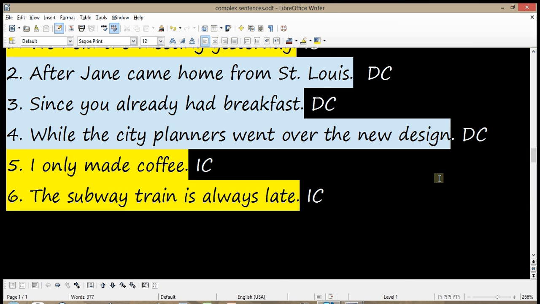And the subway train is always late. That is also an independent clause. How'd you do on those?